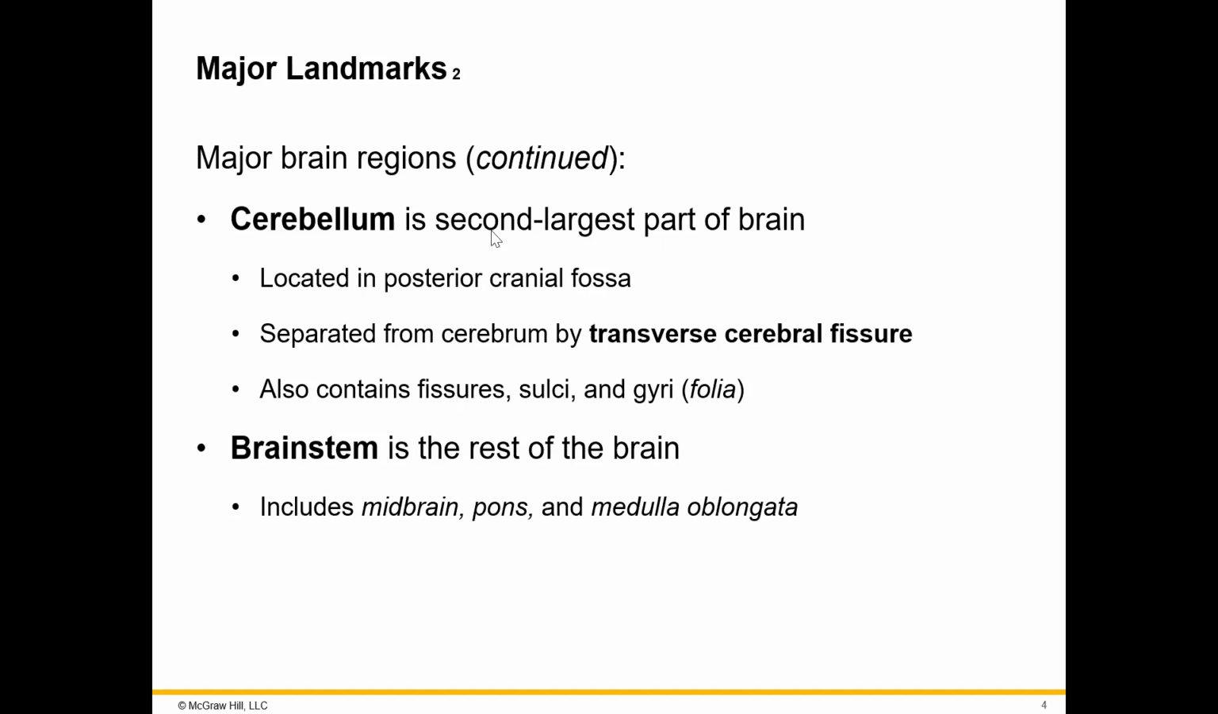So the cerebellum is the second largest part of the brain. It is located in the posterior cranial fossa. It is separated from the cerebrum by the transverse cerebral fissure, and they also contain fissures known as sulci and gyri. The brain stem represents the rest of the brain. They include the midbrain, the pons, and the medulla oblongata.